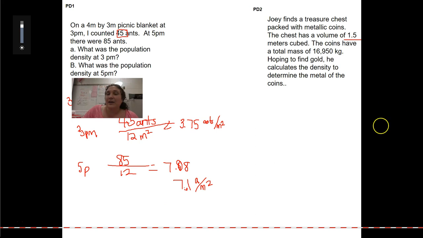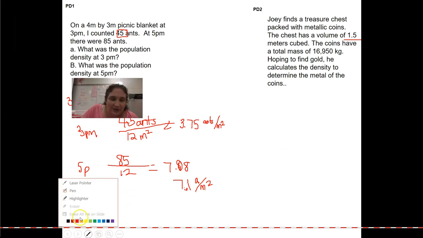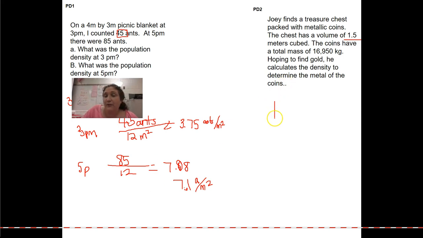So now we're looking at this next question. We've got Joey finds a treasure chest, and that treasure chest is packed. The formula is density equals mass over volume. So the triangle that I was remembering before, I remembered wrong. The D would go in the corner, the mass goes on top, and the V goes on the bottom.